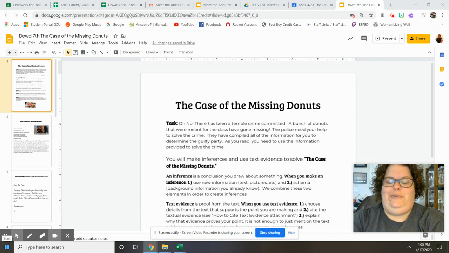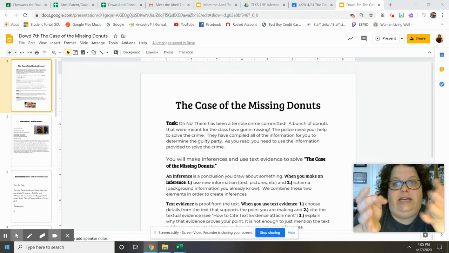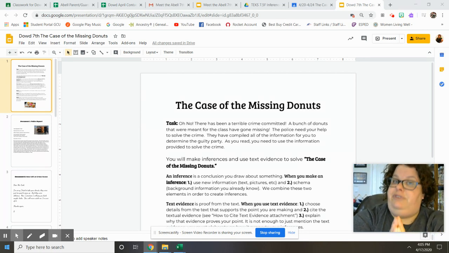So this week we have a really fun assignment and it covers inferencing. Inferencing, remember, is when you take everything that you know, your inner knowledge, and the evidence that the text presents, you put them together, and then you're able to make an inference from those clues and text evidence.